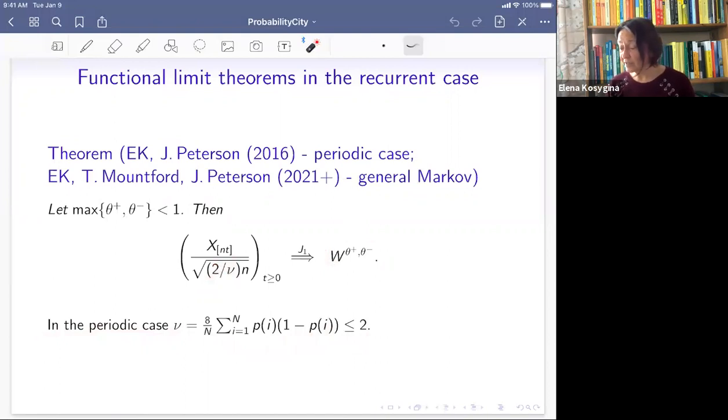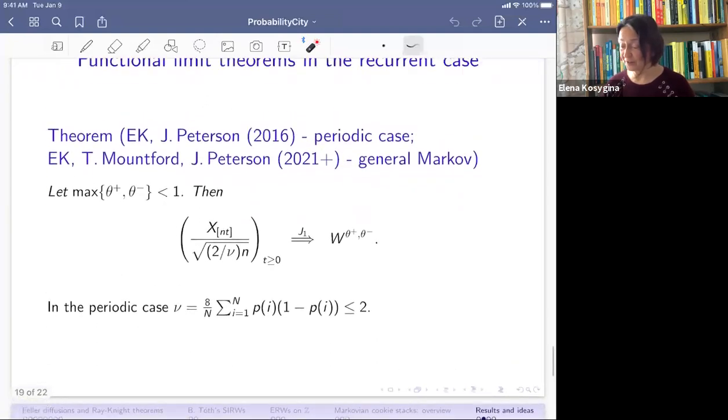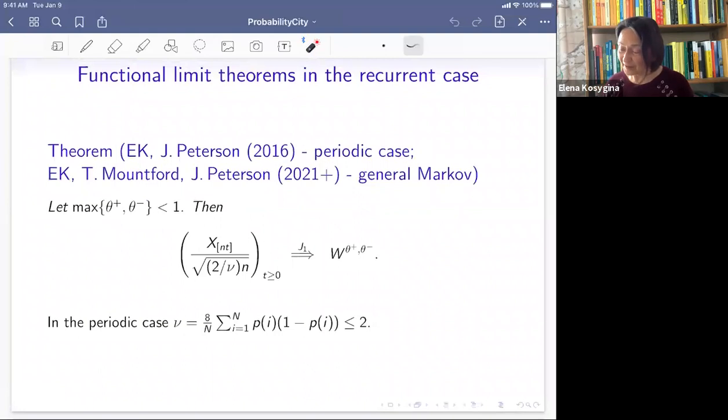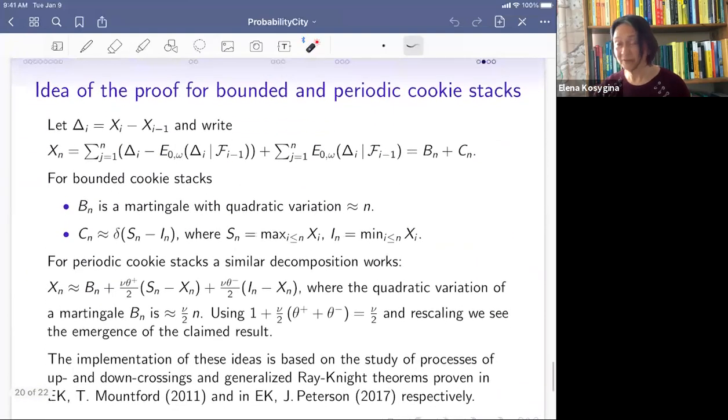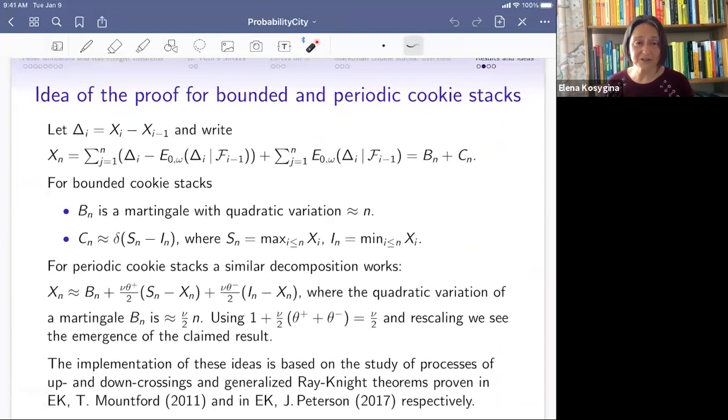Now, for us, the transition from this case to this case was completely crucial. We were stuck for a long time. It is Tom Mountford who got us unstuck, right? So now let me try to tell you in the leftover time what is the way for bounded and periodic cookie stacks of getting the functional limit theorem, and what is the way we ended up doing. What is the idea of the proof for Markovian cookie stacks, which is completely different from this one?